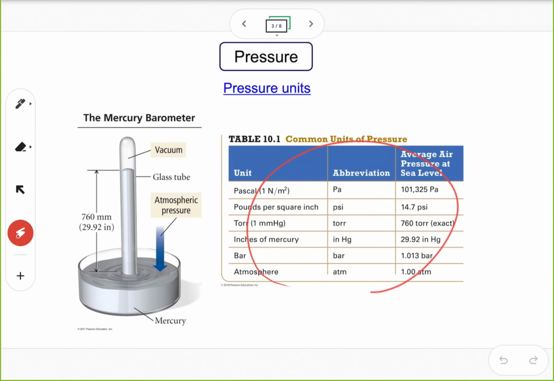This table shows us some common units for pressure. A couple of them I want to mention here are the Pa, Pascal, and the psi, and the atm. We will use the atm a lot for our calculations, but these are some common pressure units that you can see in a chemical lab or scientific lab. All right, so these are some basic things about pressure.